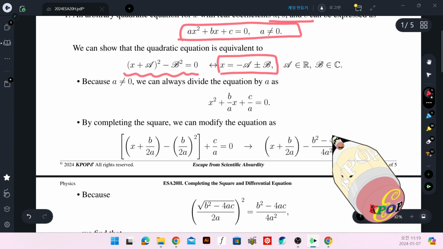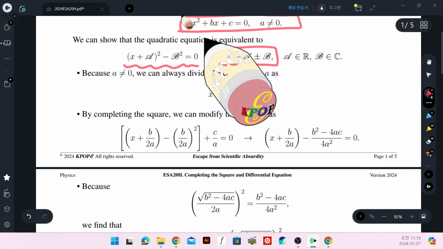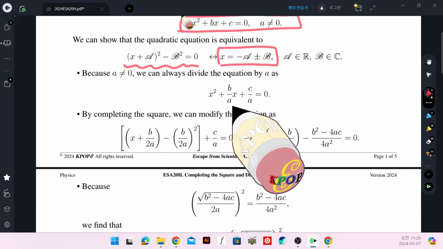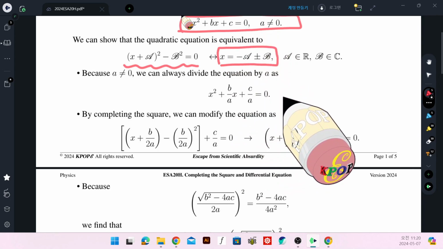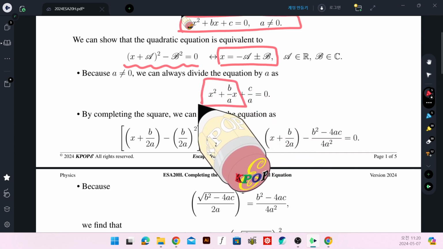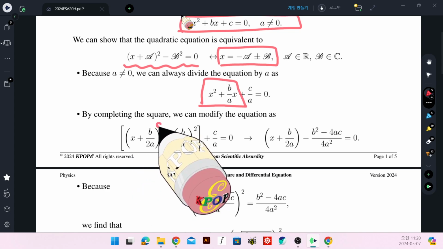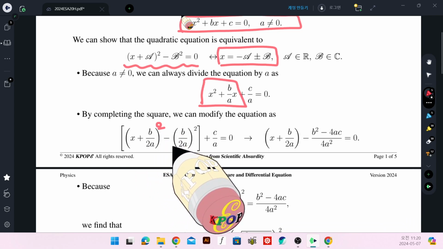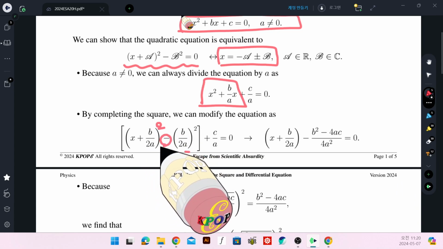We do this just like what we did in middle school. Because a is not 0, we can divide this equation by a. Then x squared plus b over a x plus c over a equals 0. By completing the square, this can be rewritten using a square: x plus b over 2a, squared, minus this constant term squared.